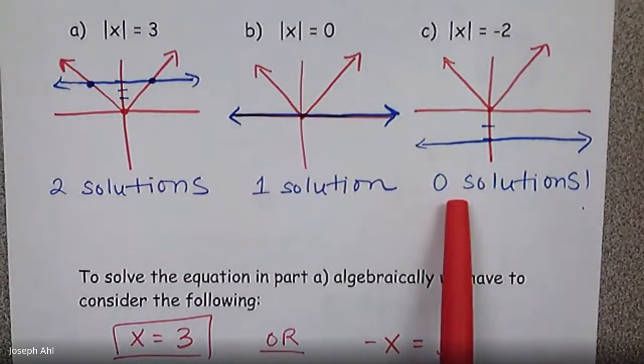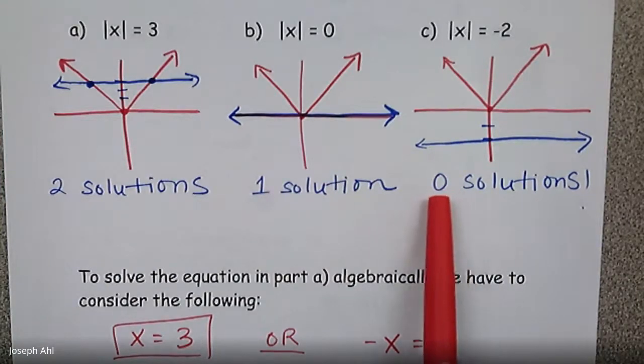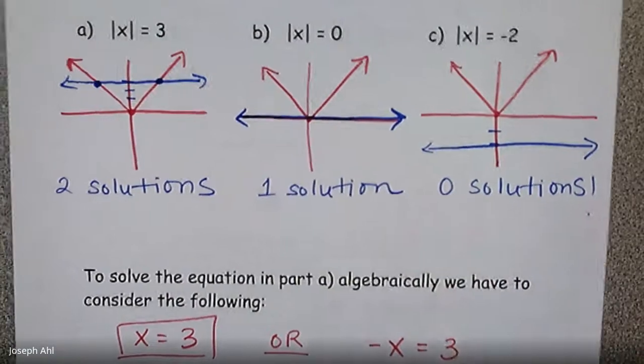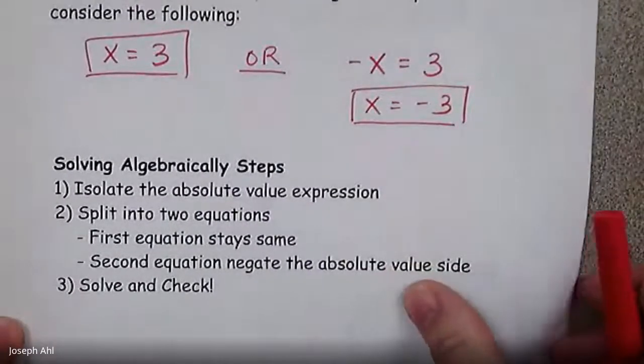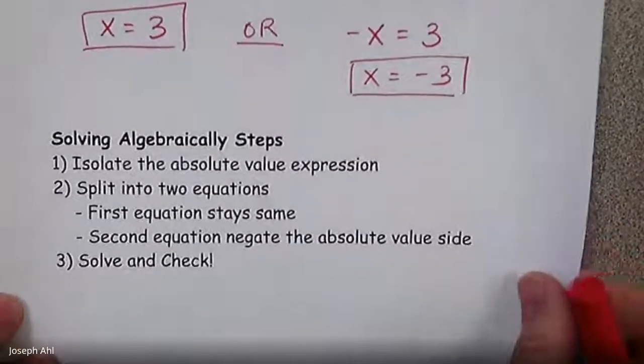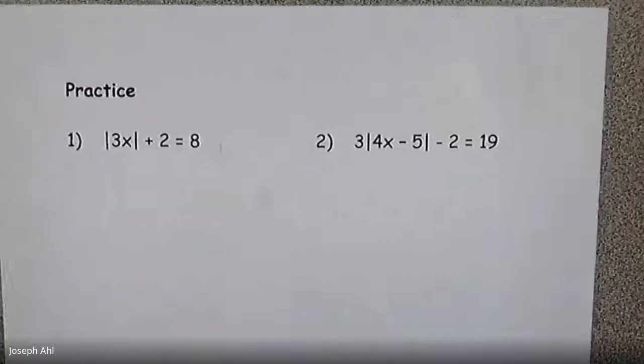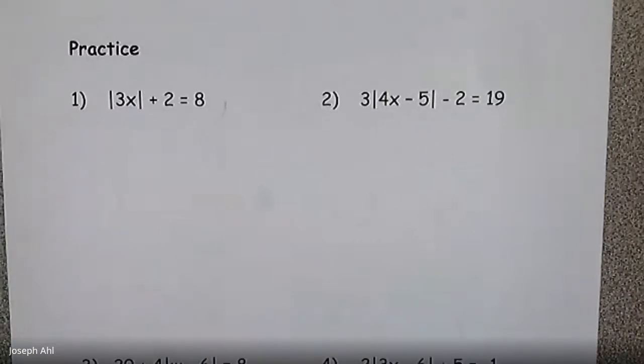Maybe it's that 0 solutions case. So I'll tell you the algebraic way of solving this, you're going to get 2 answers no matter what. But upon checking those answers, you may find that there was no solution to begin with. And we'll reference that a little bit more when we get into some solving cases. Okay. Let's go ahead and take a look at some practice of these. So if I take a look at number 1 here, the absolute value of 3x plus 2 is equal to 8.